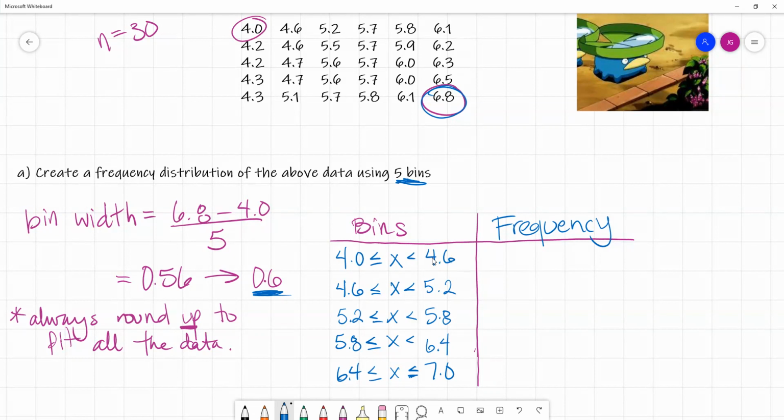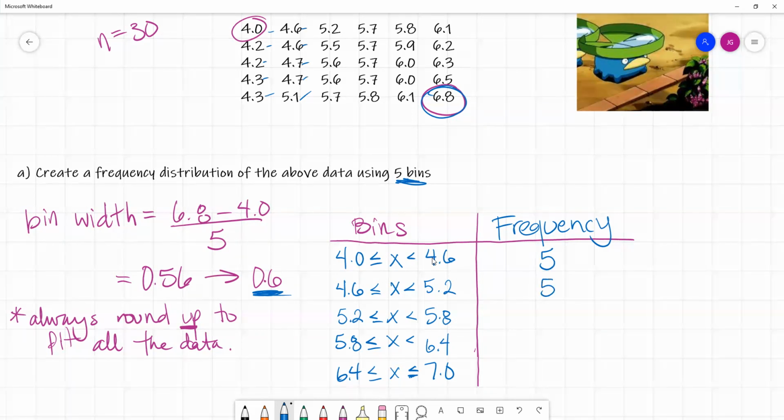Okay, so I count 1, 2, 3, 4, 5. And I stop there because I'm not going to include 4.6. So I have 5. All right. Starting with the next bin, I can include my 4.6s here, but I'm not going to include any 5.2s. So 1, 2, 3, 4, 5. And that's it.